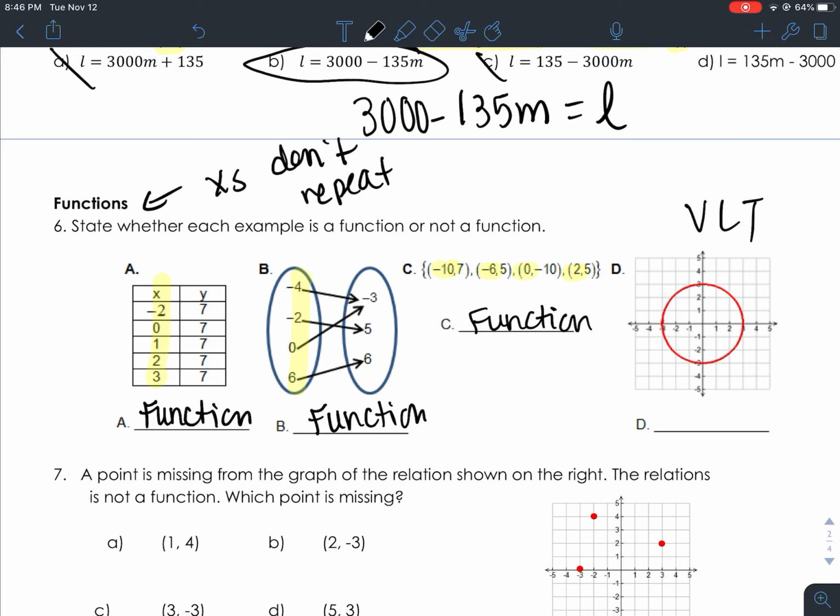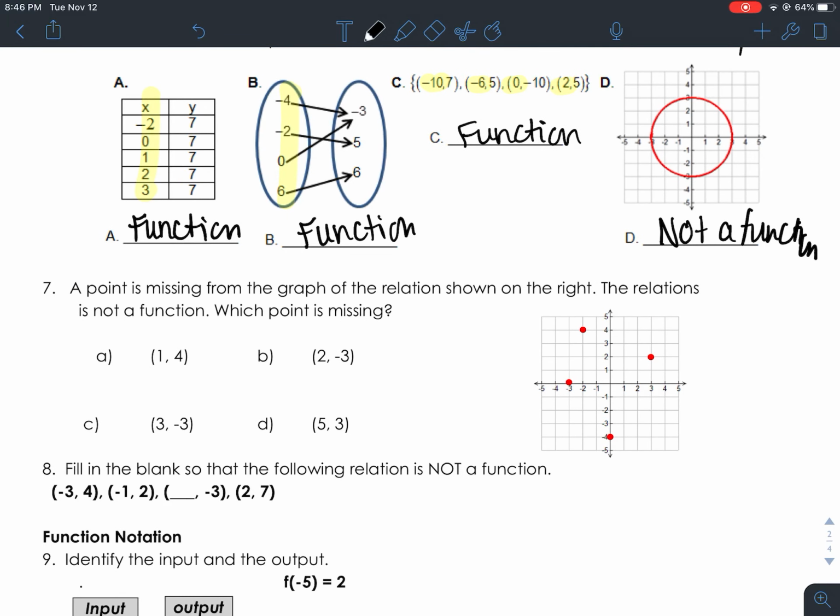And this one is not. You can check any point really. They all are hitting those 2 points on the graph at one time. So using your vertical line test, hold your pencil up and down. It's not a function. Okay.